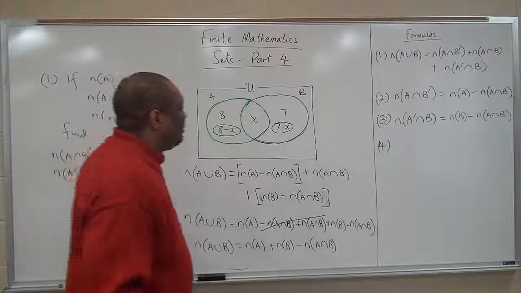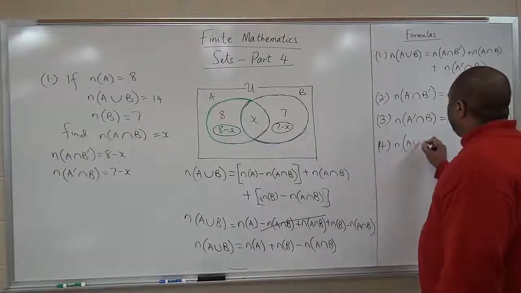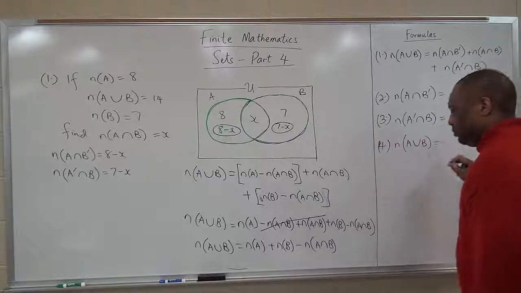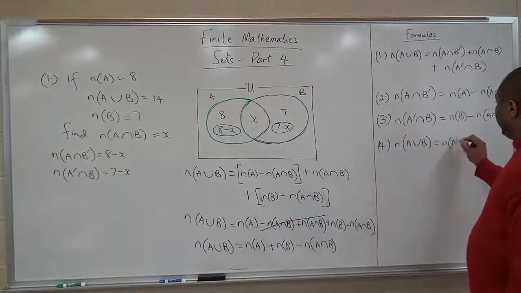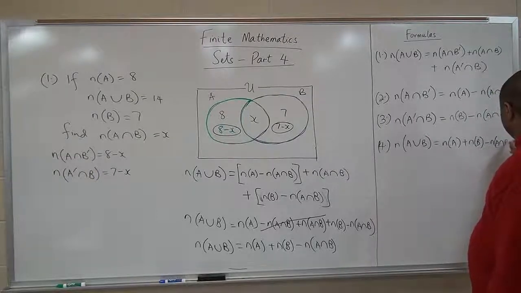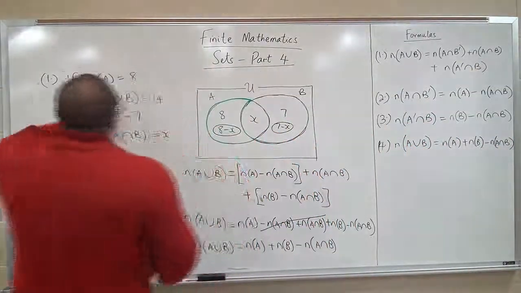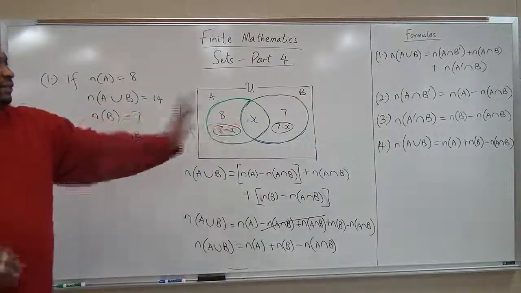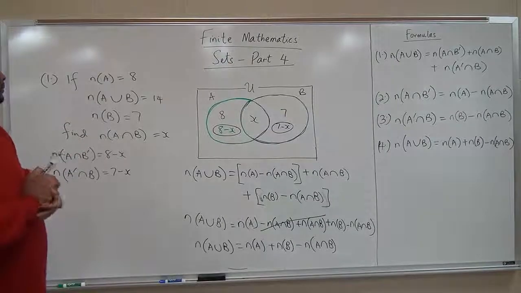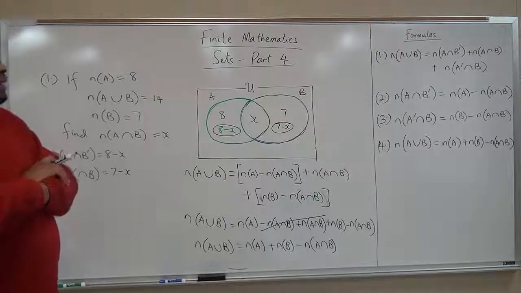So this is the next formula I'm giving you now. Cardinality of A union B is equal to cardinality of A plus cardinality of B minus cardinality of A intersect B. So if you're given only this, you can use this formula right away and get your answer. You can use the formula I just wrote now, number 4, and get your answer right away.